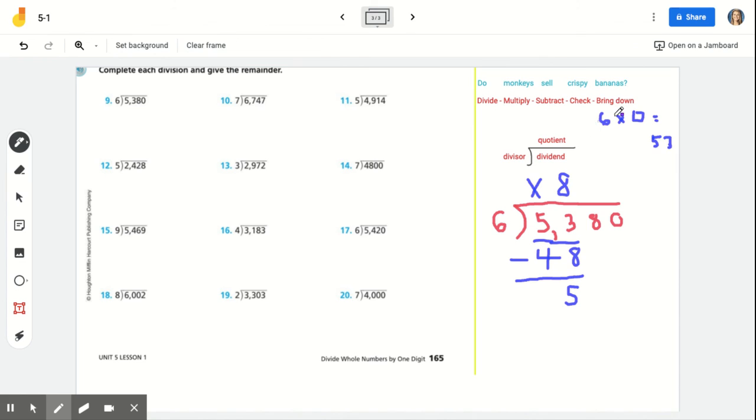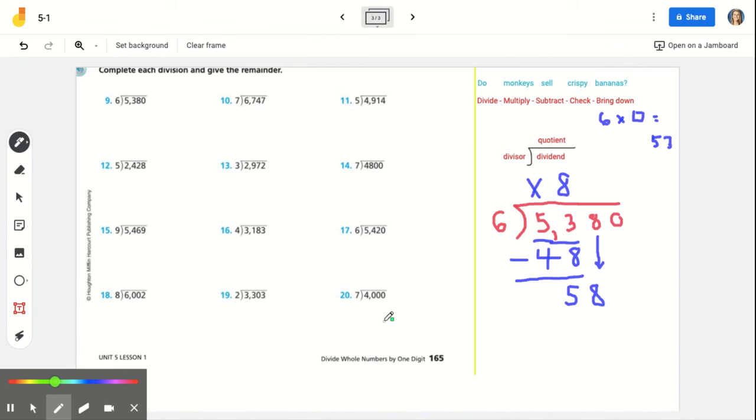So check is good. Then our next step is bring down. We look at the next digit over in our dividend. The next digit over is the 8. I like to draw the arrow to show that it's being brought down. And then we're going to place an 8 next to the 5 to get the number 58. Does yours look like mine? Great job. Thanks for following along so carefully.